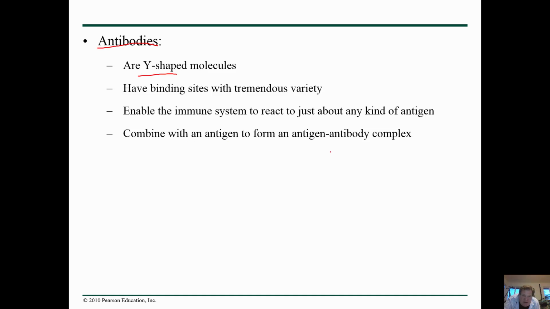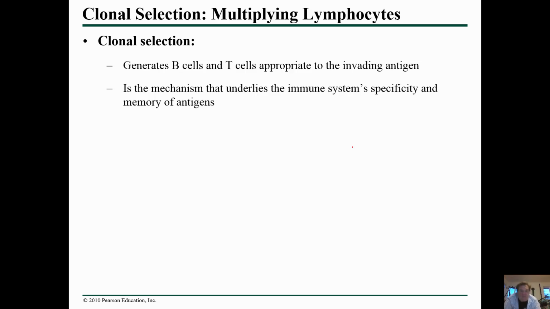They combine with an antigen to form what we call the antigen-antibody complex. And so a big thing about this is what we call clonal selection. So you need to know what this is. This is clonal selection, which generates B cells and T cells that are appropriate to the invading antigen. And this is the mechanism that underlies the immune system's specificity and memory of antigens. So again, it's one of the things that I want you to know.